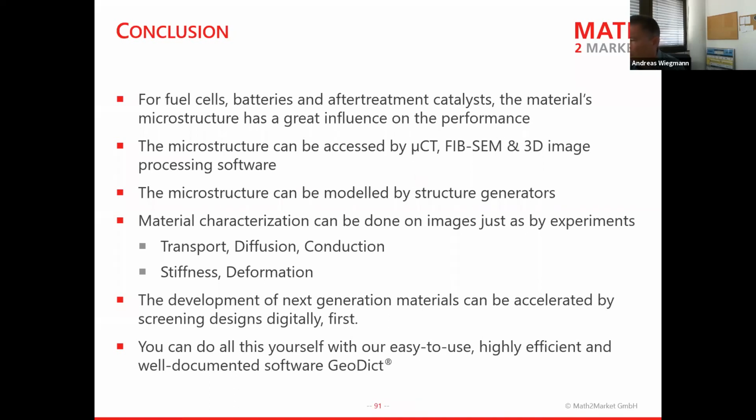So the characterization of materials can be done by experiments in reality, and we are doing that on images. The dream is that ultimately you can replace all your experiments by just taking a 3D image and then running the simulations on it. Clearly that's a far-fetched dream, but in many areas we're making good progress. So transport, diffusion, conduction, stiffness, deformation. You take an image and you simulate, and it should agree with what your real experiment tells you.